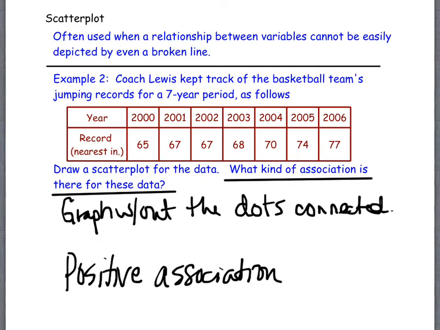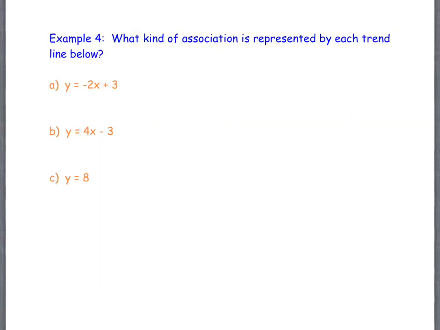All right, so find yourself some space. I'm not sure if I have space on this graph. I probably don't. Let me use another sheet. And we're going to take this data, which is about jumping records, height. Coach Lewis kept track of the basketball team's jumping records over a 7-year period as follows. So from the year 2000 to the year 2006. We're going to draw a scatter plot for the data. And the question is, what kind of association is it?